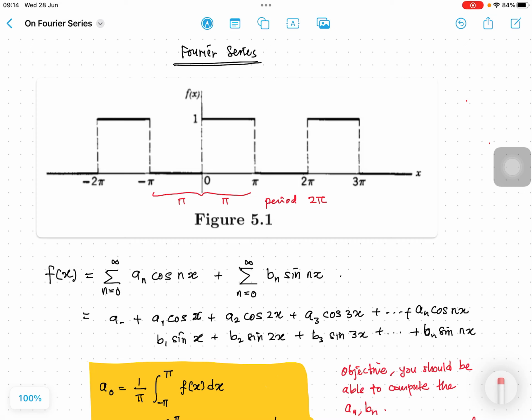Hi class, we are going to look at how to solve Fourier series.